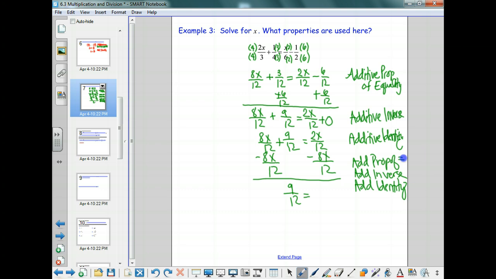What does the right-hand side become? Negative 6x over 12. Now what? Say again. What are we doing to the division? Multiply. Let's do the multiply. Multiply by negative 12 over 6, right? Why would we want to do that? Okay, so why does 12 over 6 do that?